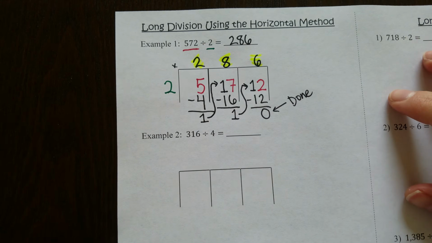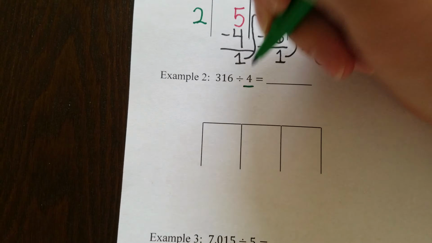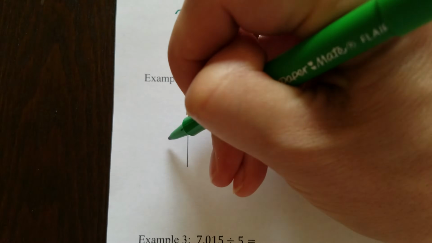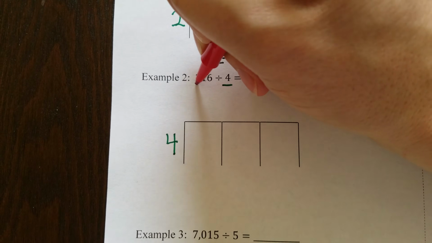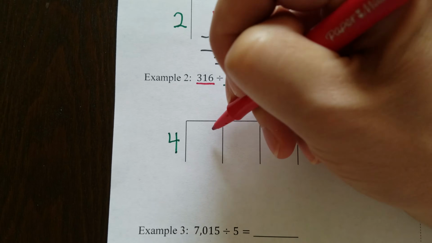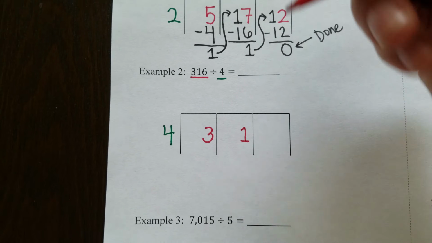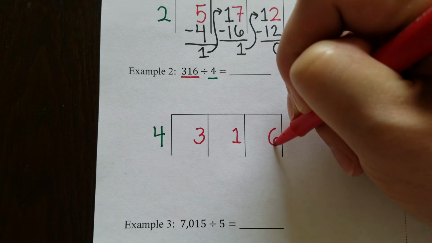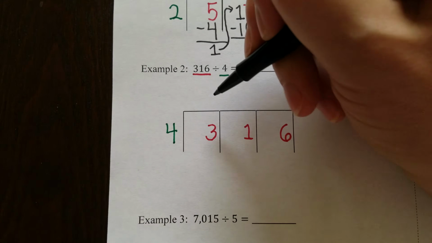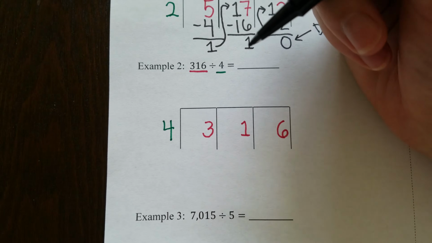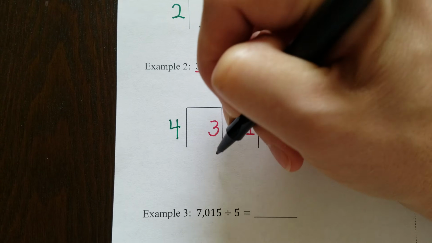Okay, let's try the next one, example 2. Where is this 4 going to go? Well, that goes on the outside, and then the number being divided, 316 divided by 4, that number goes on the inside here. 3 is the hundreds place, 1 is the tens place, 6 is the ones place. And then our first step is, what times 4 will get us close to 3 but not be too big? Well, if you put a 1 here, 1 times 4 is 4, and that's too big.